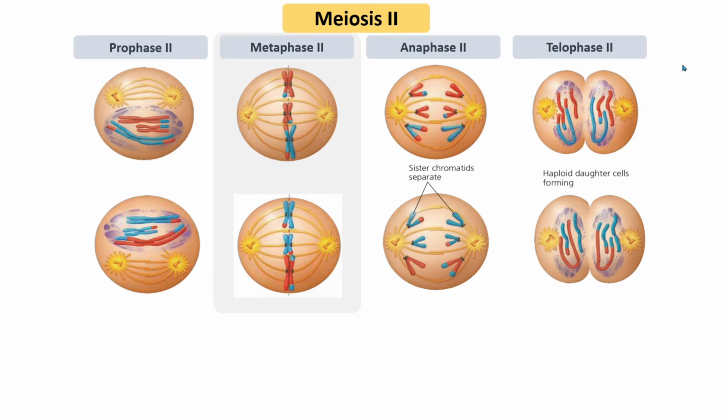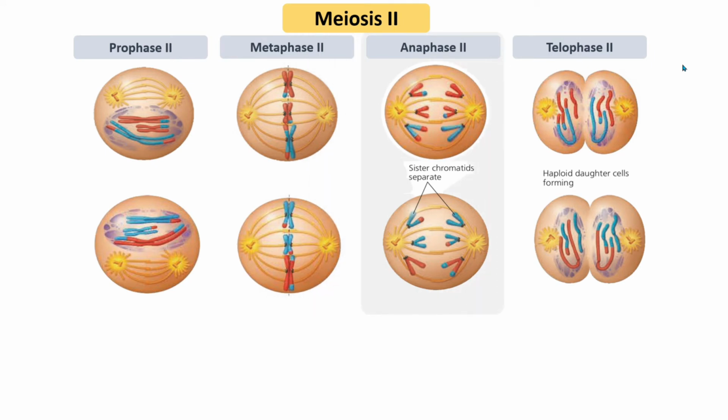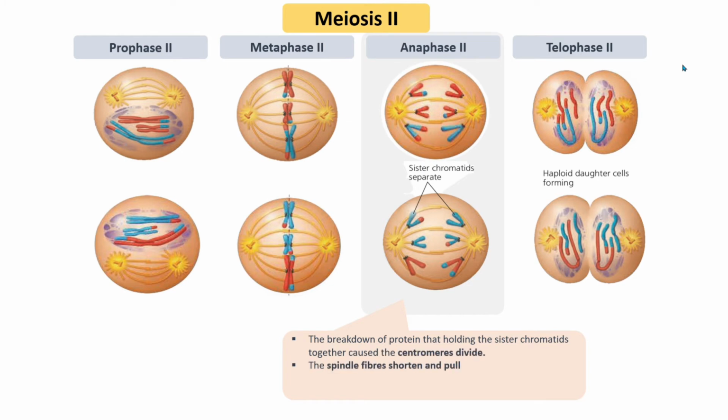In metaphase II, the chromosomes or sister chromatids arrange themselves at the metaphase plate or equator of the cell. The sister chromatids of each chromosome are genetically not identical, due to the crossing over in prophase I. In anaphase II, the breakdown of protein that holds the sister chromatids together causes the centromeres to divide. The spindle fibers shorten and pull the sister chromatids apart to opposite poles as two individual chromosomes. Centromeres move first.